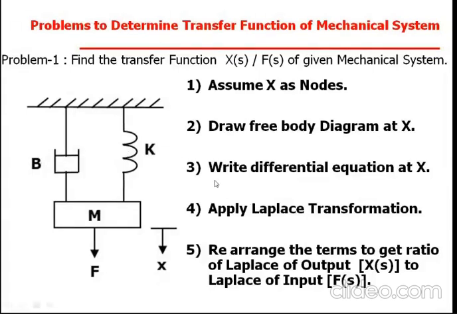For the given problem, first, what should you do? See how many displacements are given in the problem. Based upon those displacements, assume the number of nodes. After that, you need to draw the free body diagram by identifying which elements are connected to which node. Based upon the number of nodes, you need to write the force balance equation. I can say here, instead of differential equation, I can use the term force balance equation. And finally, the last two steps are similar to your electrical system: applying Laplace transformation and then rearranging the terms to get the ratio of output by input.